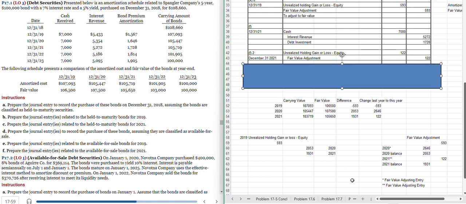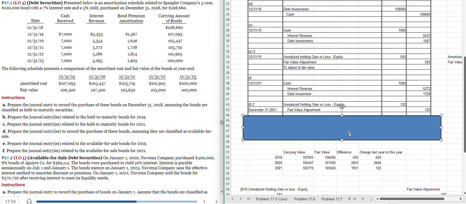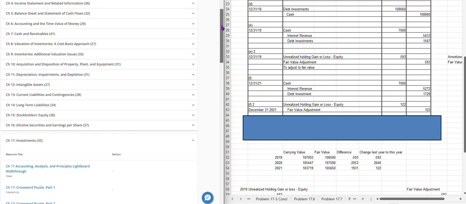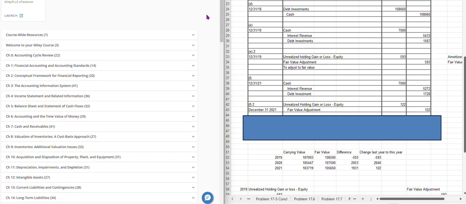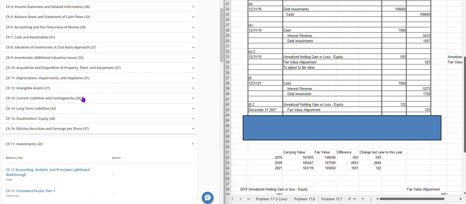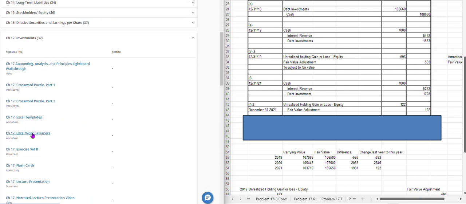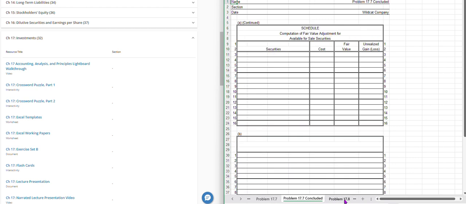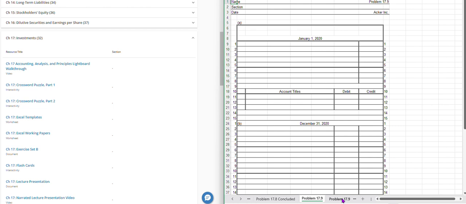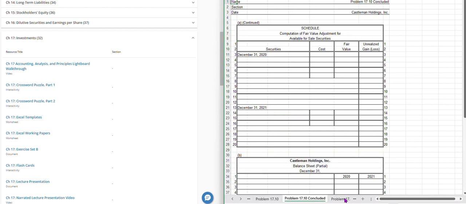I got this Excel worksheet from Wiley. If you just go to Canvas, Wiley Course Resources, Chapter 17, Excel Working Papers, click this, it'll download, you open it up, and there are all of these practice problems, practice templates for you to solve your problems, which is pretty cool actually.